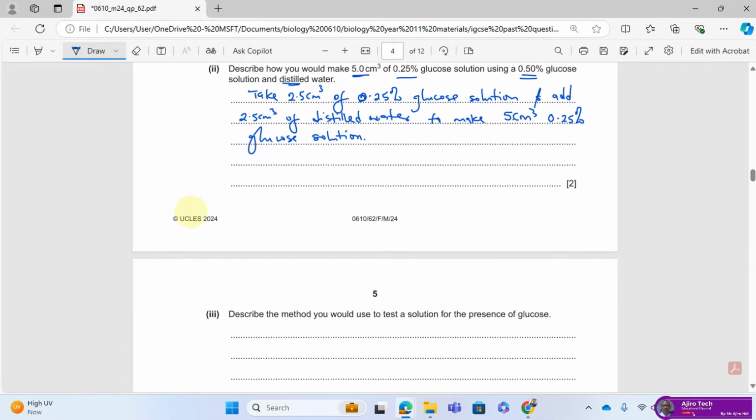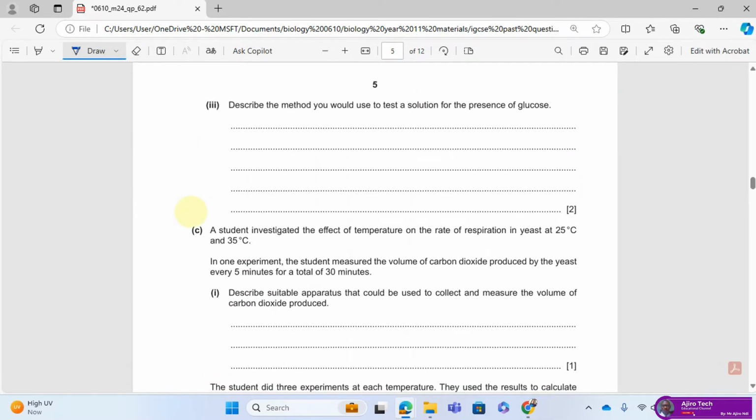So you can look at the video again to understand what we've done there. Now it says describe the method you use to test a solution for the presence of glucose. Glucose is a reducing sugar, and for reducing sugar we use Benedict's reagent, and of course we apply heat. Benedict's reagent plus heat. So color change, of course, will be seen. Color change from blue to orange or red. But the important thing is that we use Benedict's solution and we apply heat.